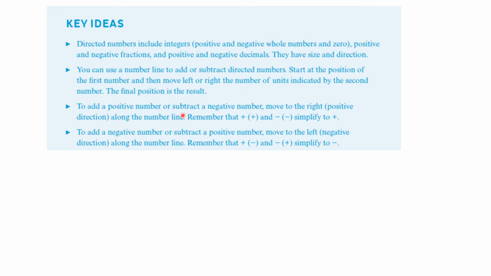Okay. So if we're adding a positive number or subtracting a negative number, we're going to be moving to the right direction on your number line. Okay, so just some rules here: 2 positives and 2 negatives together will both always simplify down to a positive. If we're adding a negative number or subtracting a positive number, we're going to be moving to the left of the number line. So more specifically, a plus and a minus sign, or if you just switch it around, a minus and a plus sign will always simplify to a minus sign.